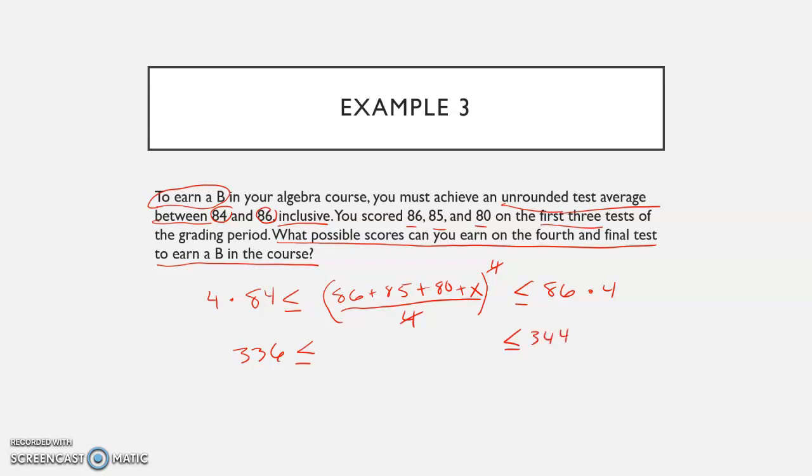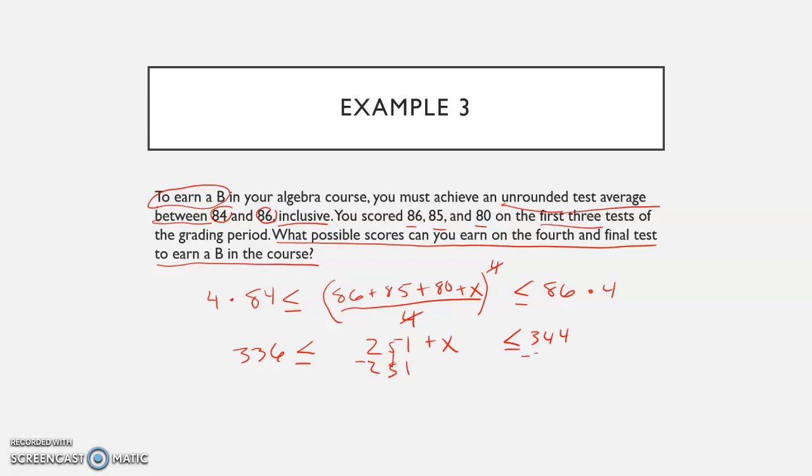Okay? Now I'm going to go ahead and add these numbers up. 86 plus 85 plus 80. Get that out of the way. So I'm left with 251 plus x, whatever that is, greater than or equal to 336, less than or equal to 344. And here I can subtract 251. It's just like an equation, except I just need to balance everything here.